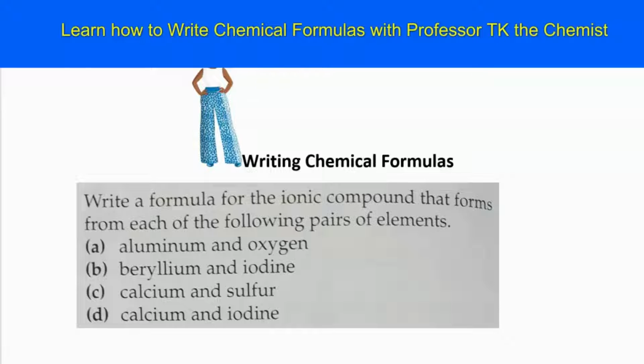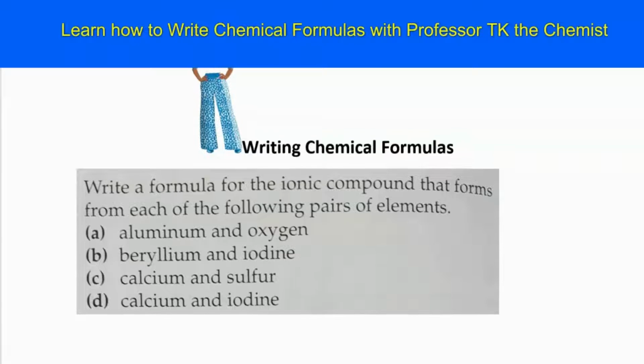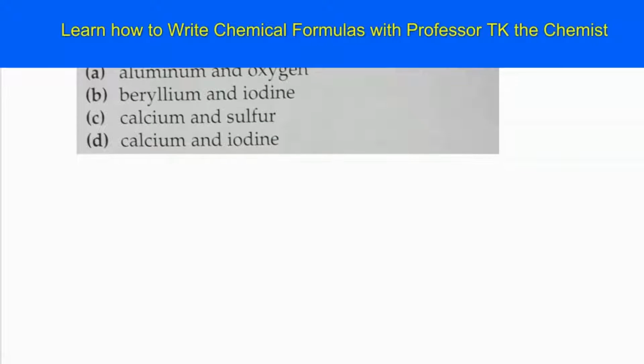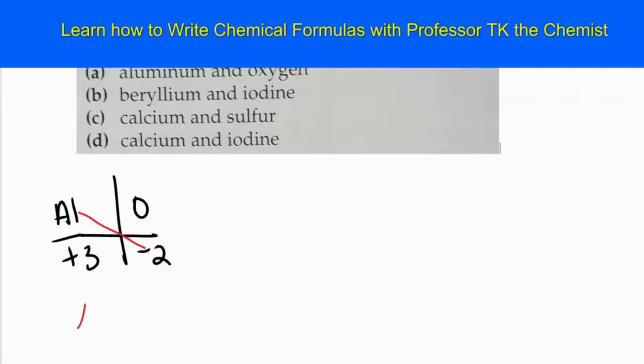We're going to write the chemical formula, ionic compound that is, for aluminum and oxygen. First thing you would need to do is look at your periodic table and find the ionic charge for aluminum, which in this case is +3. For oxygen, it is -2. Now what these charges are going to do, they're going to swap. Aluminum is going to take the 2, so you're going to write that 2 as a subscript, and the oxygen is going to take the 3, so you're going to write the 3 as a subscript.